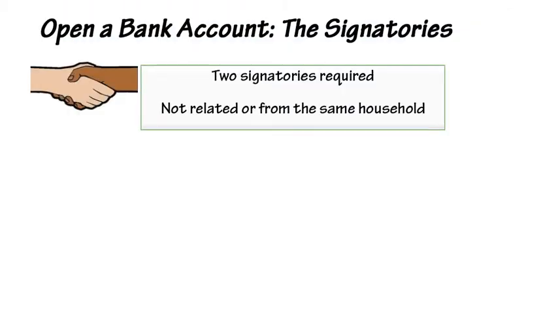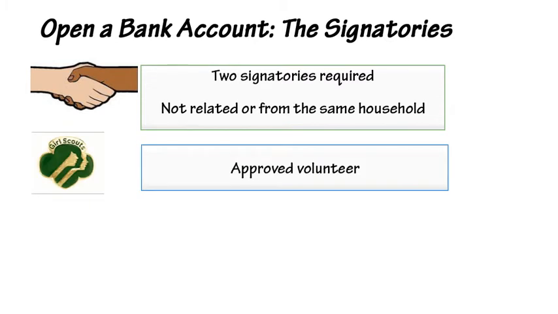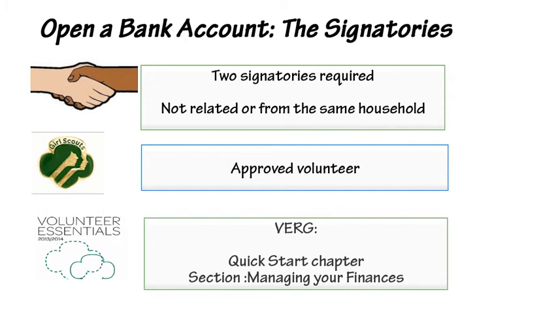Opening a bank account takes two. You can be one, but the second person can't be from your household or related to you. He or she also has to be an approved volunteer. For more information, see the Quick Start chapter of the VIRG, especially the section labeled Managing Your Finances. Just remember, it takes two.